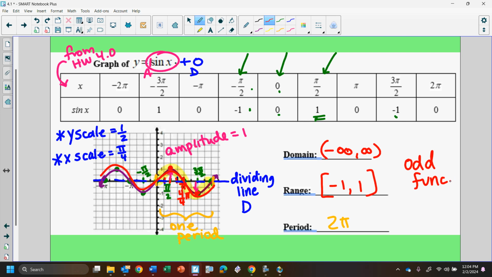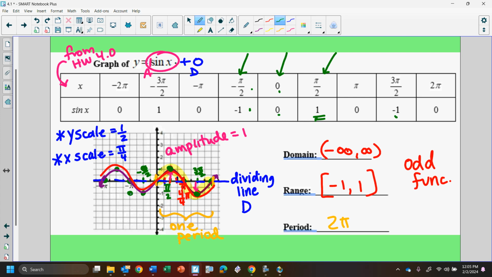Is it also even? No, it is not even. Let's take a look at that. Does this point, which is like two blocks away, mirror over to this point? Down here, we need to mirror this far away. Is that a match? No, so it's just odd. Make sense? Yeah.